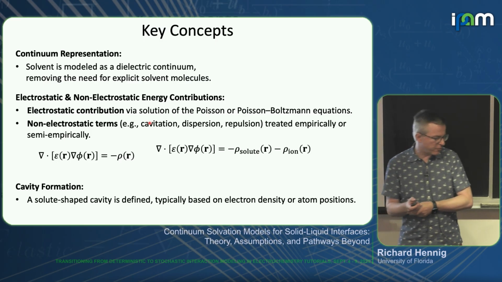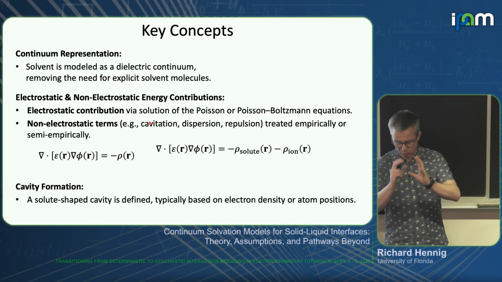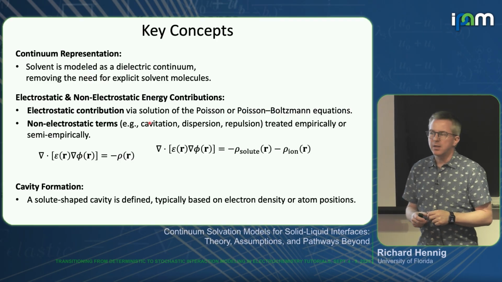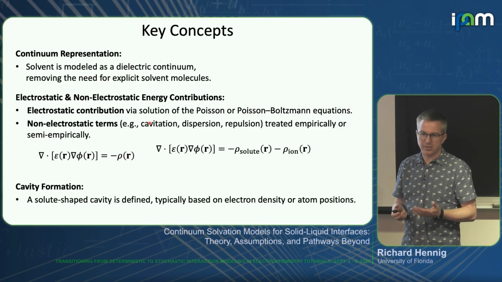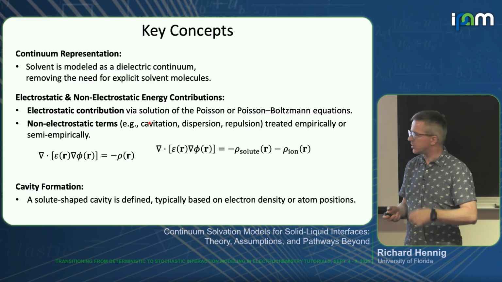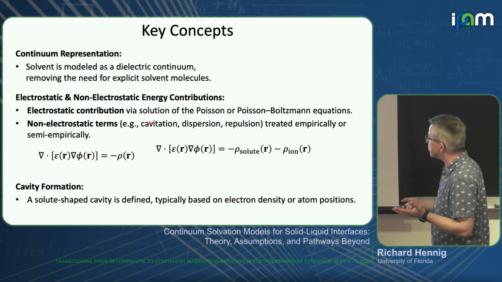One of those is, for example, if I take an ion and put it in a solvent, there's a cavity that ion lives in. It has to form that cavity. That actually costs energy to create that cavity we put the ion in, simply called the cavitation energy.